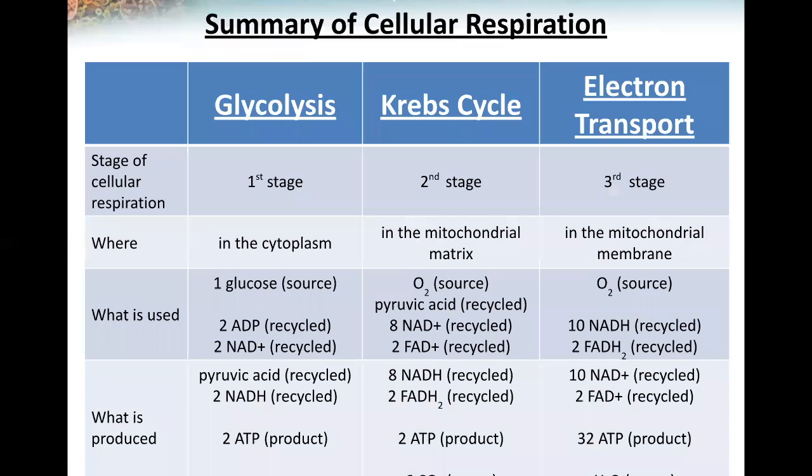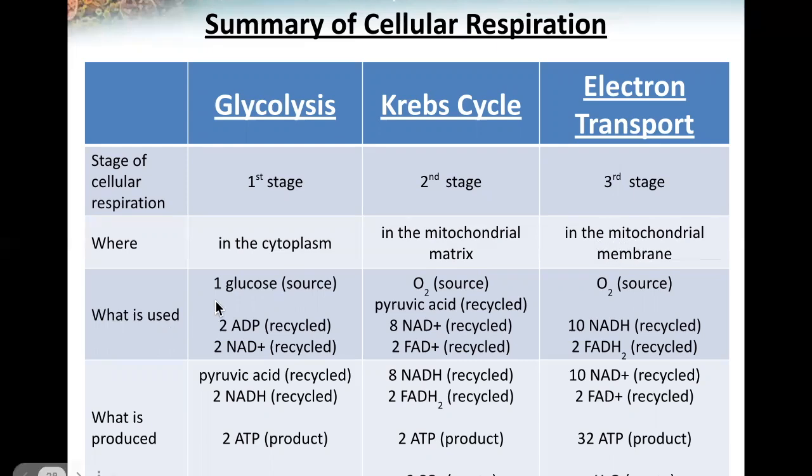The summary of cellular respiration: glycolysis is stage 1, the Krebs cycle is stage 2, and electron transport is stage 3. Of course, these are continuous. Glycolysis happens in the cytoplasm, the Krebs cycle in the mitochondrial matrix inside the mitochondria, and electron transport happens in the mitochondrial membrane.